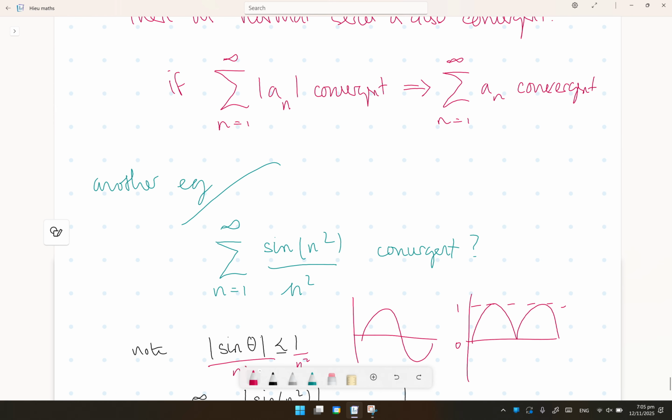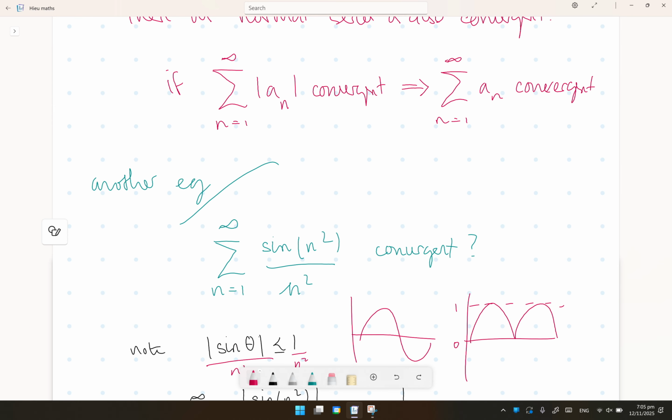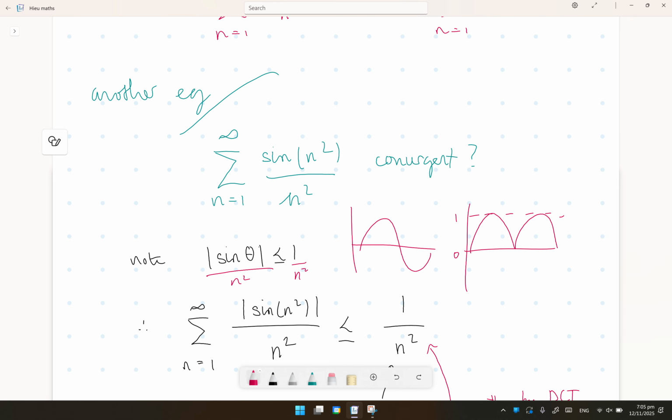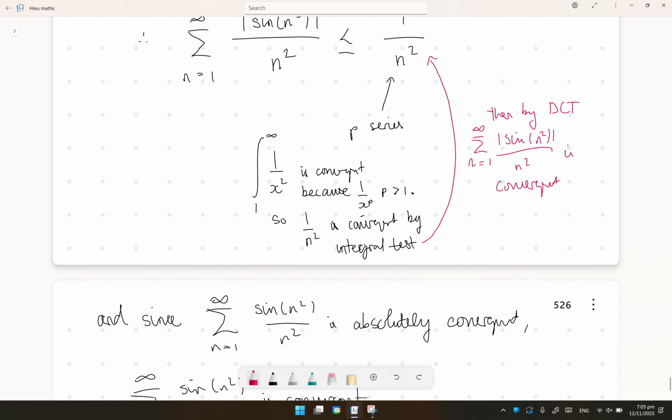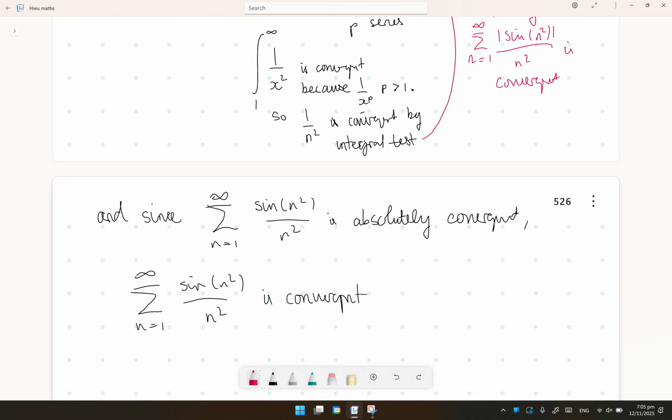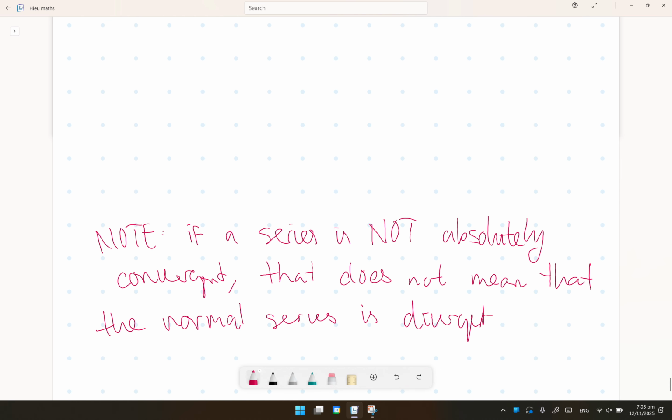So that's how you test it. Sorry. That's how we can tell that sine n squared over n squared is absolutely convergent. And if sine n squared over n squared is absolutely convergent, then the actual series itself is also convergent, which is really useful.